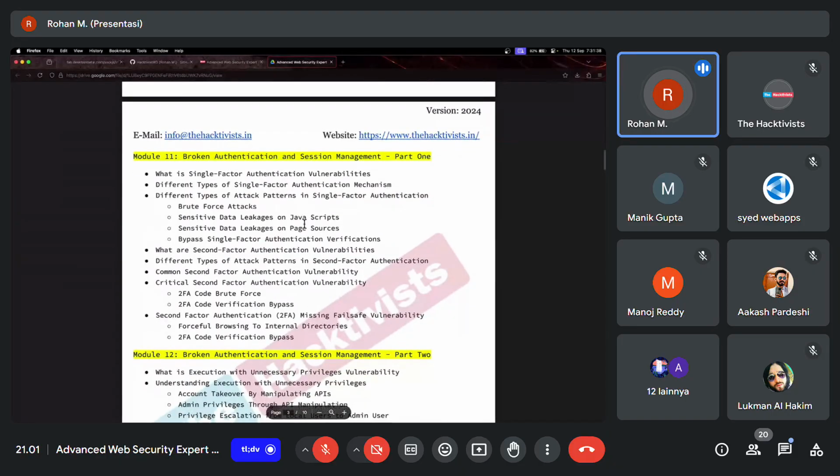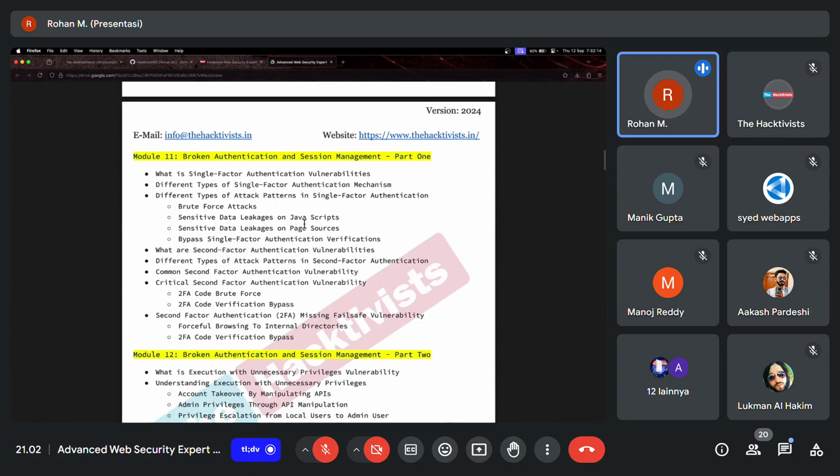Then from module 11, we will have broken authentication and session management, wherein all of the security issues and various attack patterns related to authentication and session management will be discussed. Single factor authentication, how can you bypass it? Two factor authentication, how can you bypass it? Not only using brute force, but various other attack patterns as well. What could be the various logical security issues, business logic flaws, that can help you in bypassing single and two-factor authentication? That is also what we will be discussing.